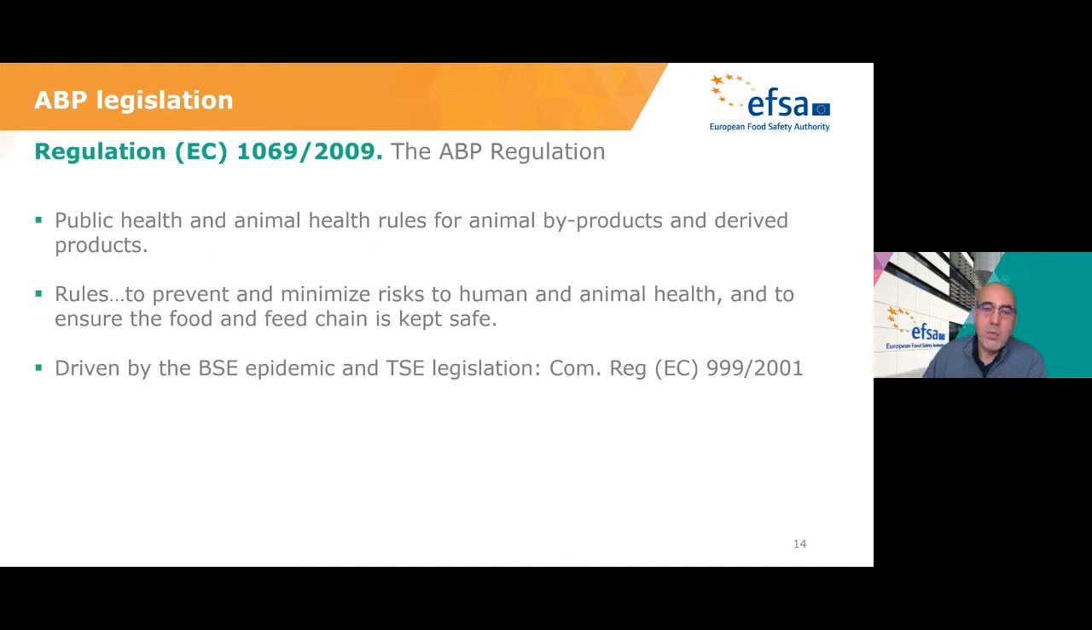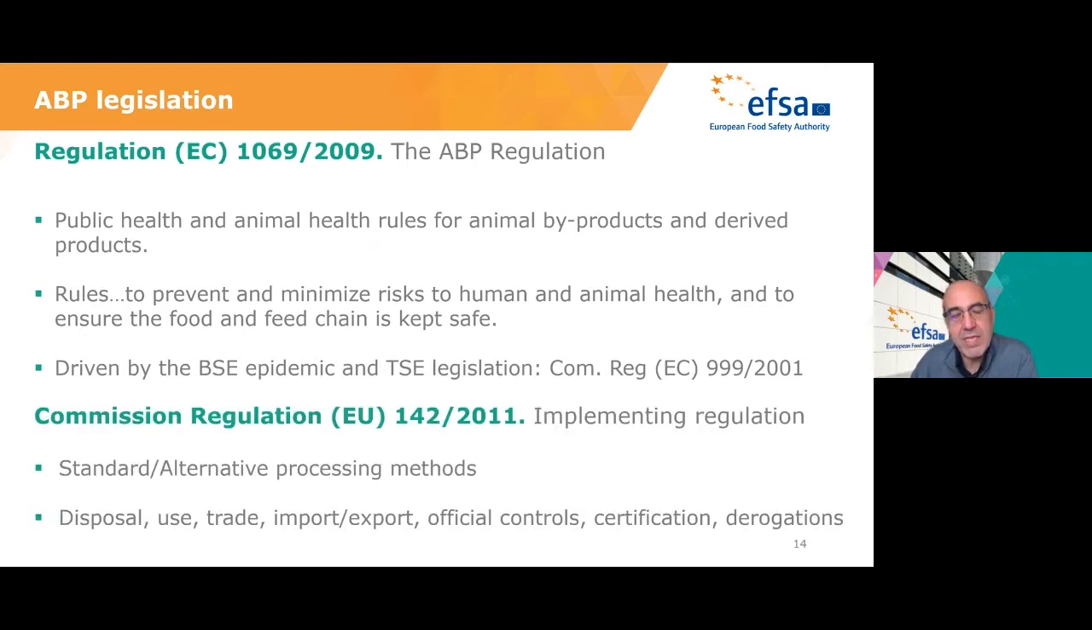So we can find in this regulation the definitions. We have the classification of animal byproducts in three categories based on different levels of TSE risk, and the general principles of the ABP legislation. However, this is complemented by the implementing regulation 142/2011, which develops and provides more technical details on how to protect public and animal health.